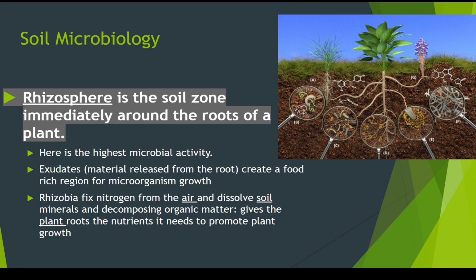And remember, this is a symbiotic relationship. The bacteria doesn't just do it out of the kindness of its own heart. It does it because it wants something. So that plant is giving that bacteria, that rhizobia, nutrients. Stuff that it got from the sun. The bacteria is then in turn giving it nitrogen, which the plant needs.